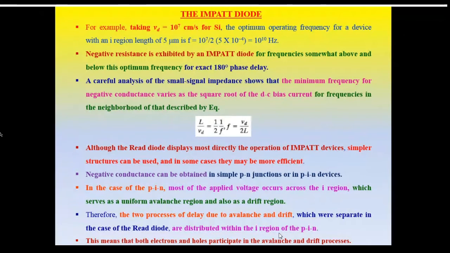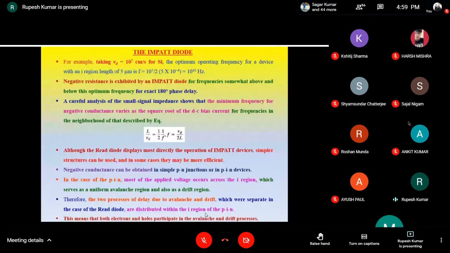Process of delay due to avalanche and drift. Avalanche is happening there with some delay, and then the transit time of carriers in the I region of length L. So these are the two delay processes.